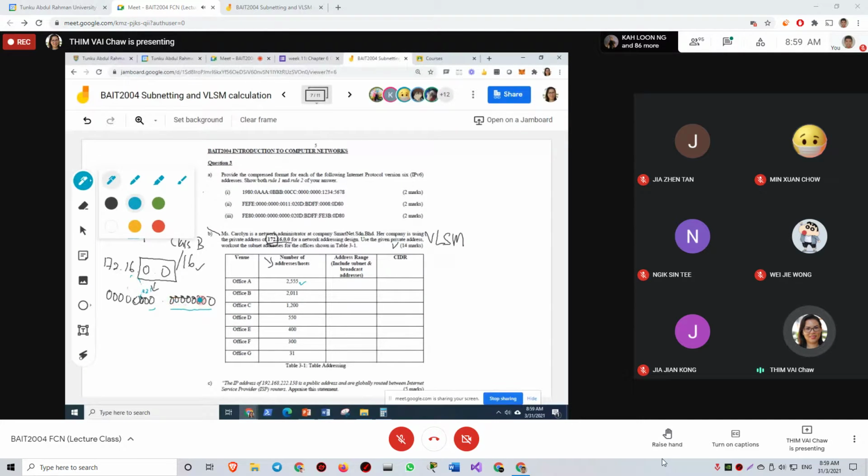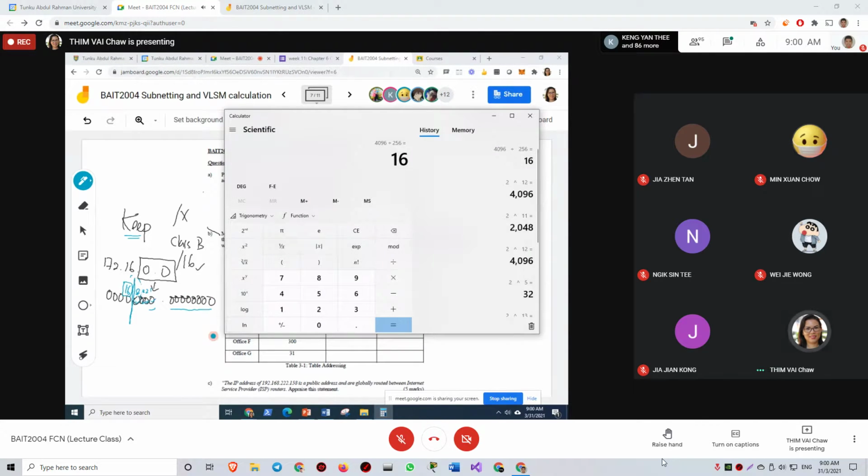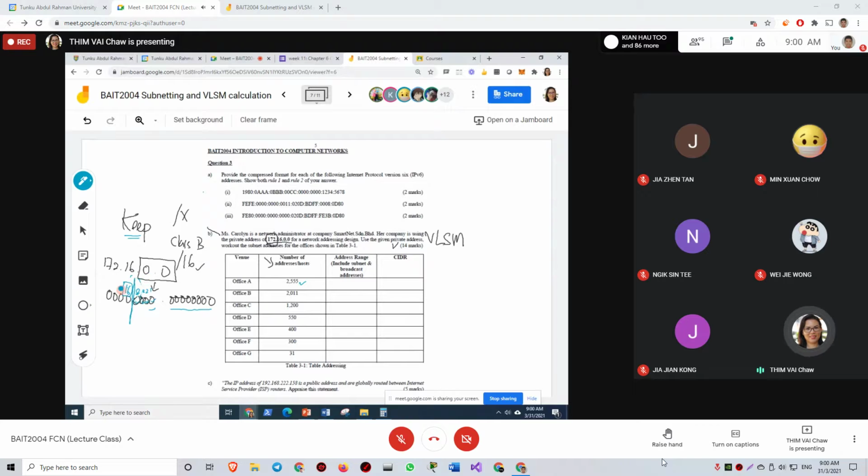So here is 8, 8, 9, 10, 11, 12. Yes, 12. Okay, so my magic number is 16, not 8. According to here, 16. So by having this magic number 16, it is very easy for me to have the confidence to write 172.16.0.0, because it is already included here.